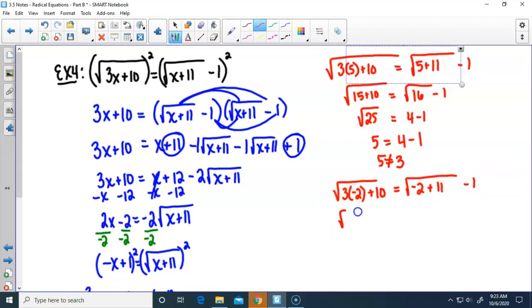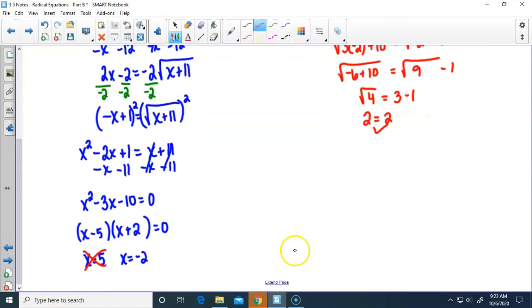So this is going to give us the square root of -6 plus 10 equals the square root of 9 minus 1. Square root of 4 equals 3 minus 1. So 2 equals 3 minus 1, which is 2. This answer does work. So -2 is our only answer since 5 was extraneous.